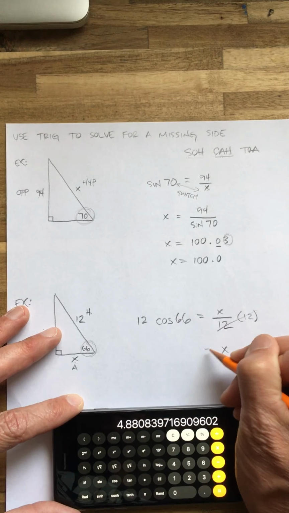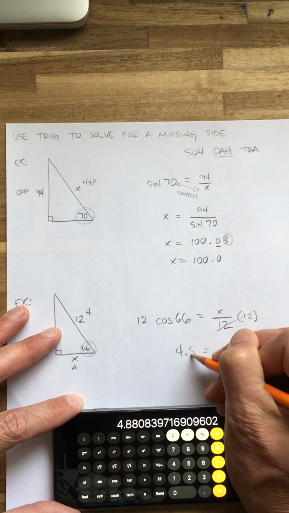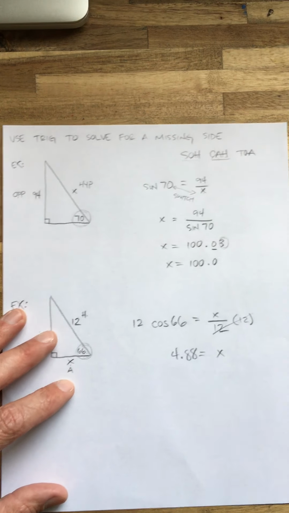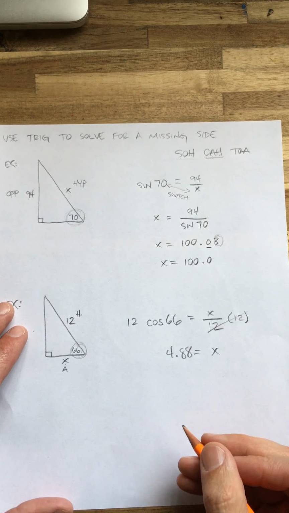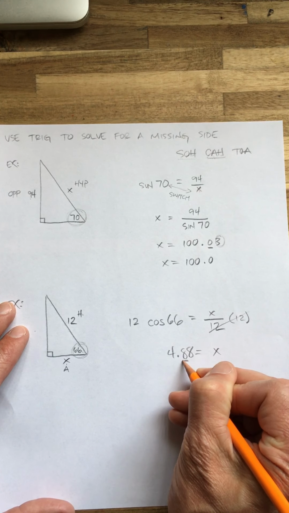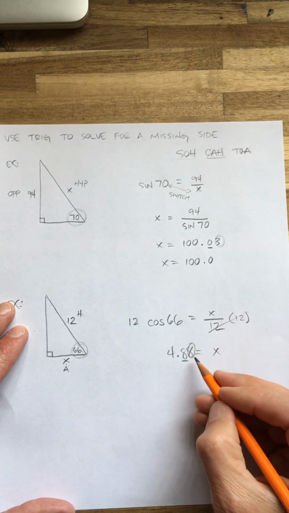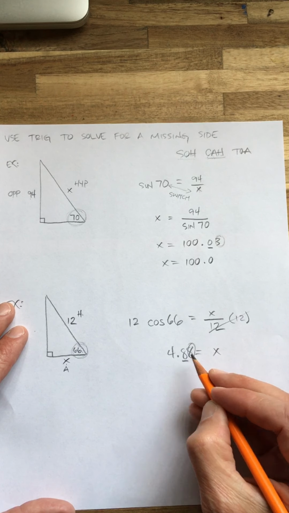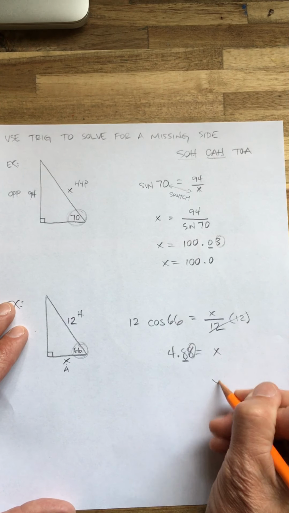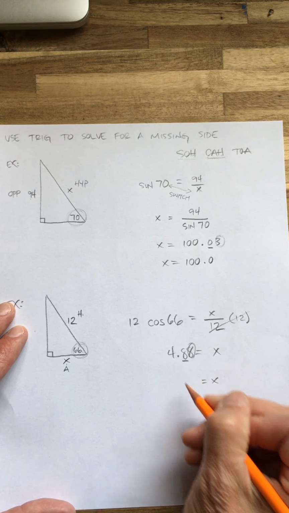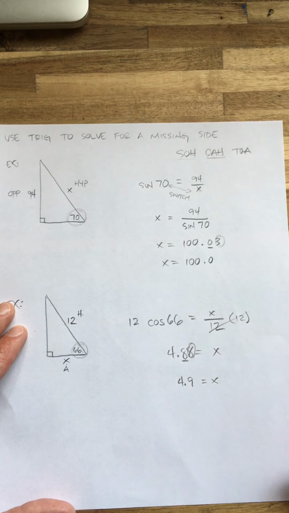So x equals 4.88. And since the homework on Delta Math wants you to round to the nearest tenth, we need to look at this. Since that number is bigger than 5, this guy rounds up. So x equals 4.9.